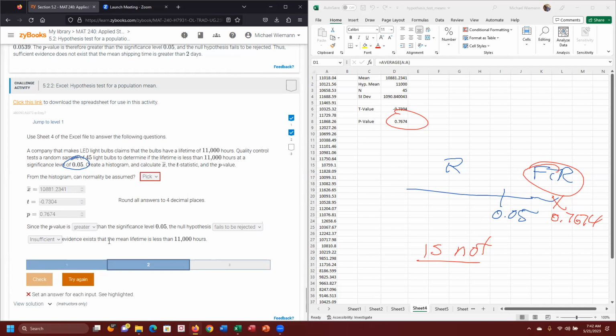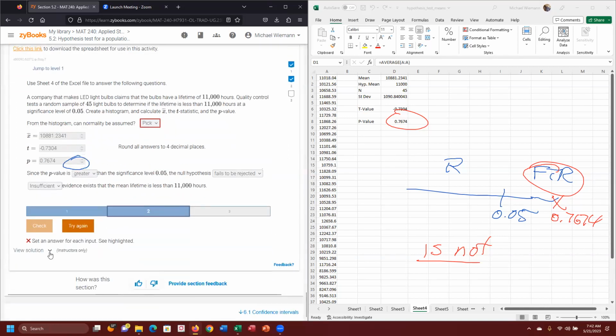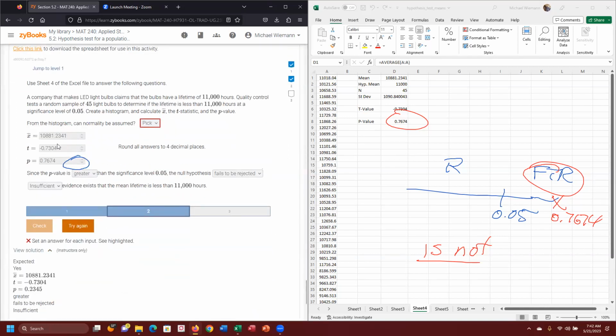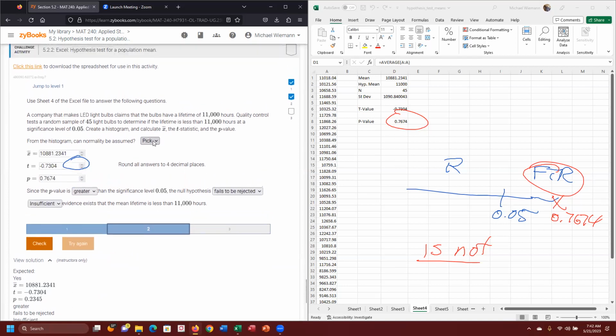So if we check it, let's see what's going on. What did I miss here? 10,881.2341, negative, greater, fails to reject. Oh, I didn't pick the histogram. I apologize, I missed this piece. Sample size is greater than 30 by central limit theorem, therefore yes.